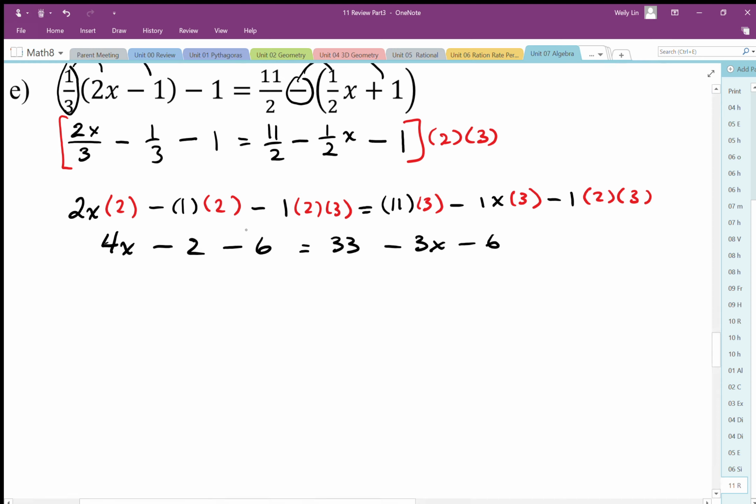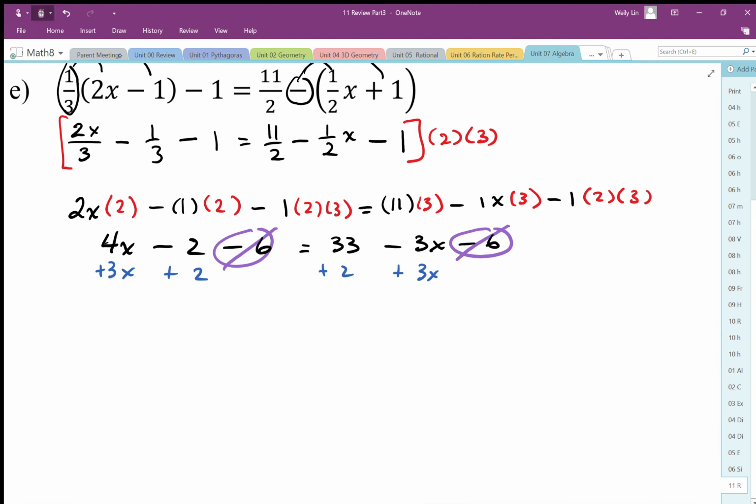So at this point, I'm just going to get rid of those 0 pairs. Okay, just going to balance that off. Now my equation looks much easier to work with. I'm going to add 3x to both sides. I'm going to add plus 2 to both sides.